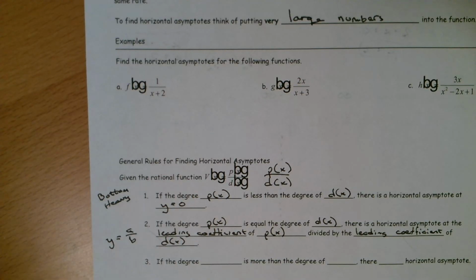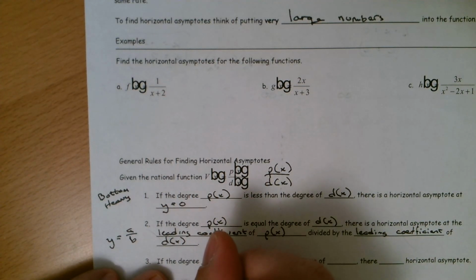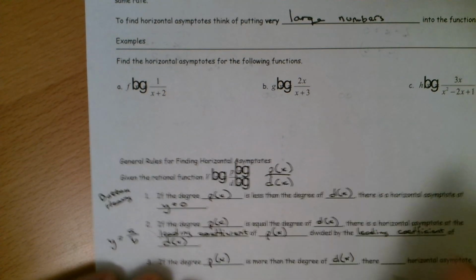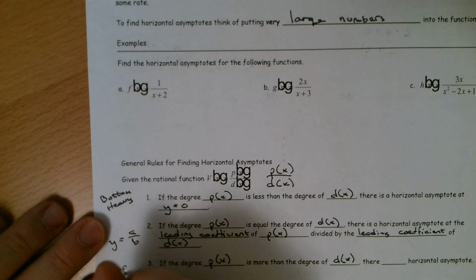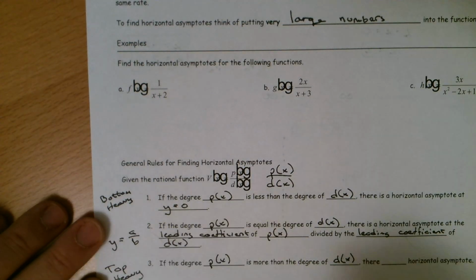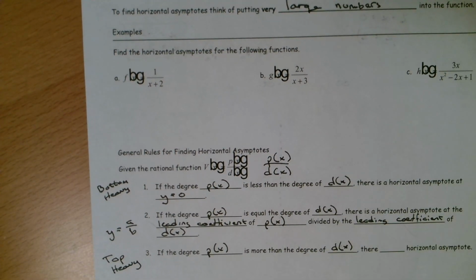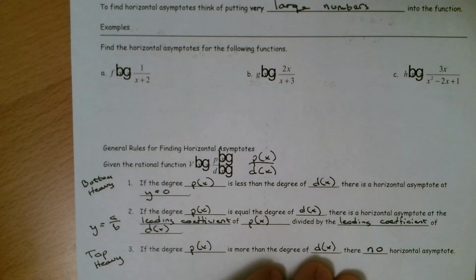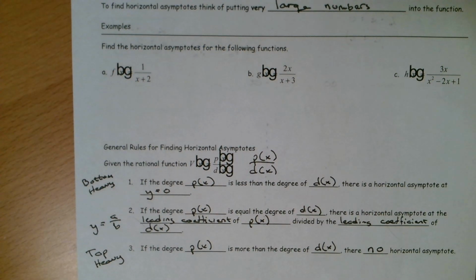Okay. Now, if the degree of the numerator is bigger than the degree of the denominator, meaning it is top heavy, there is no horizontal asymptote. Okay, so let's take a look at these examples now.